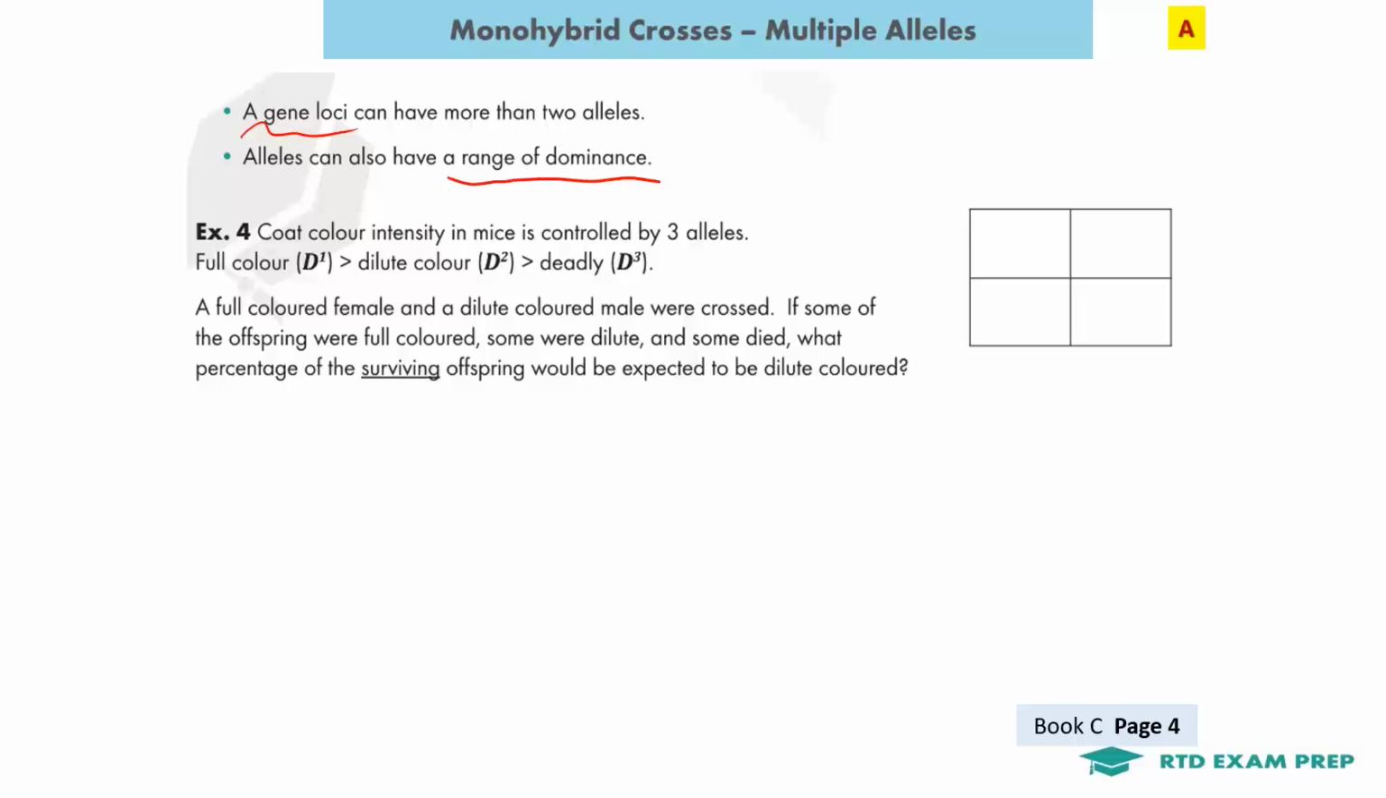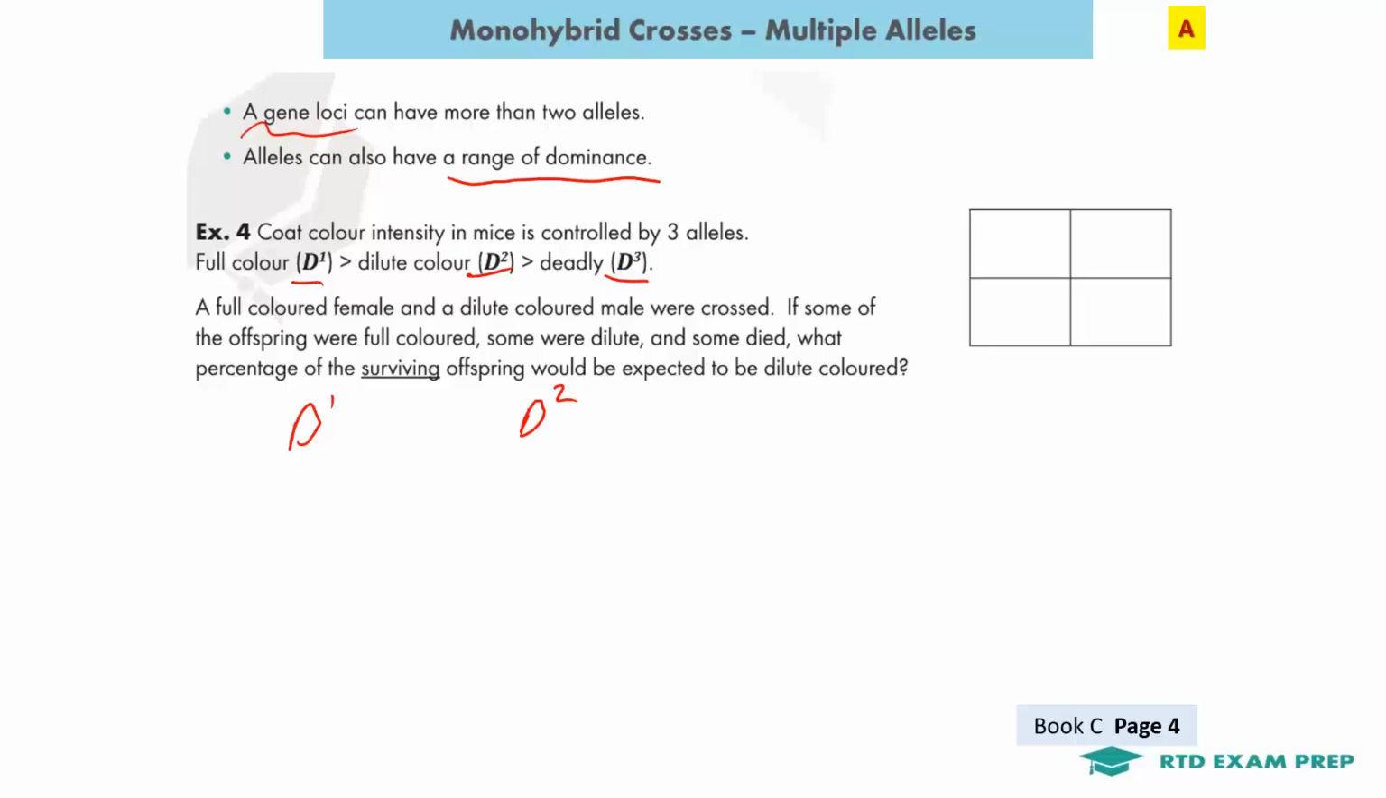Now, when we talk about coat color, in this one we have D1, full color, D2, dilute, and D3, deadly. Let's see what's going on with the kids. A full colored female, so we know she's D1. And a dilute colored male, we know he's D2. But there's got to be something more here. Well, let's take a look.